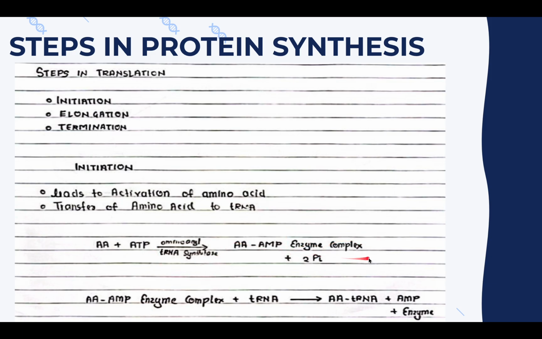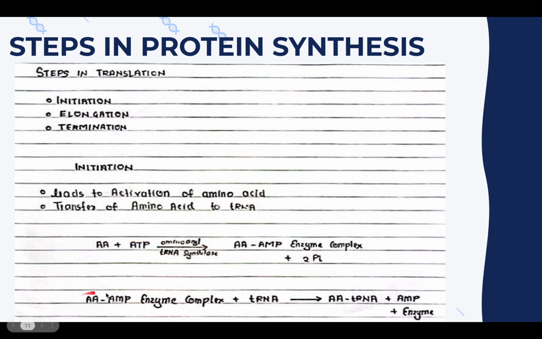Please write this enzyme complex. It's really important. You might lose marks in your exam if you don't write this. They do look for these in your exams. If your luck is bad and you have a very picky teacher, then yeah, he might cut your marks if you did not write this. So please write AA-AMP enzyme complex, plus two phosphate groups, because ATP is triphosphate, so we have only one phosphate, and the two are left out like this. Now this is the first step.